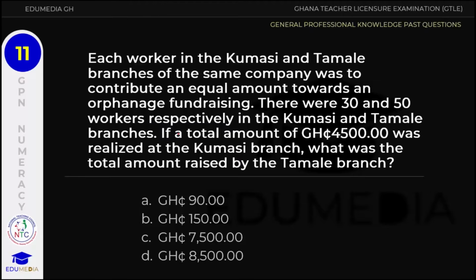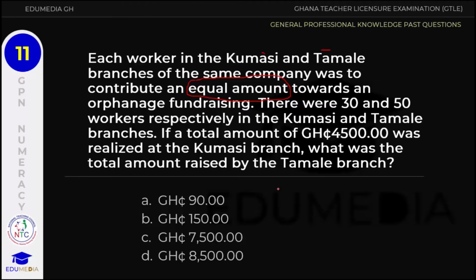For this question, similar to a question that we saw earlier, this is also about contributions. And we were told one item you have to pay attention to here is equal amount. So they are all contributing equal amount. Even though we are referring to two different branches, Kumasi and Tamale, they are all supposed to contribute equal amount. Now we have the preamble here for Kumasi. So Kumasi is able to contribute 4,500 Ghana cedis out of these 30 workers.